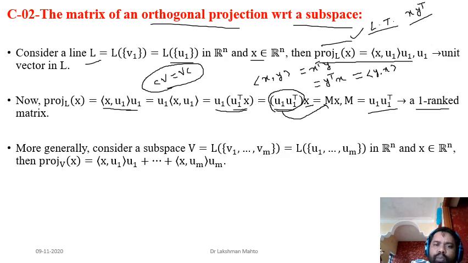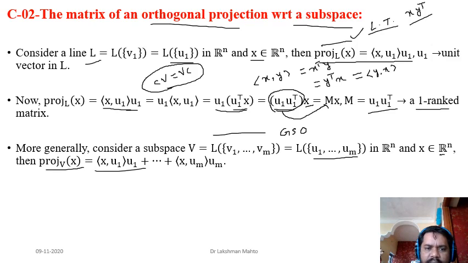Now I can generalize it. Suppose we are taking a subspace which is m dimensional. That means the subspace will have m basis elements v1, v2, and so on. These are non-standard basis vectors. So again apply the Gram-Schmidt orthogonalization process and convert them into an orthonormal set of vectors u1, u2, up to um. So what we do is take any arbitrary vector x from Rn and project it over v. If you are projecting x over v, then the projection of x over v is defined this way.